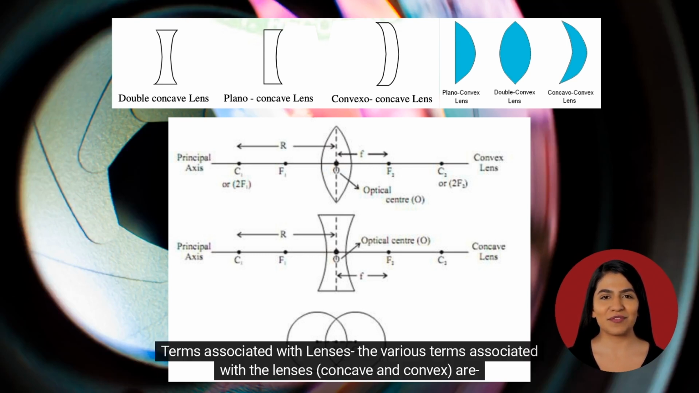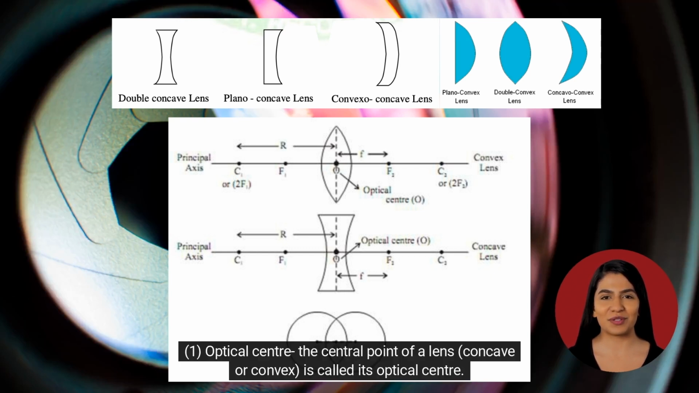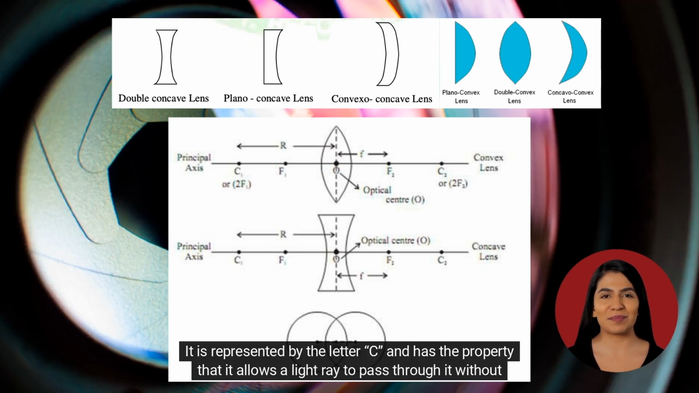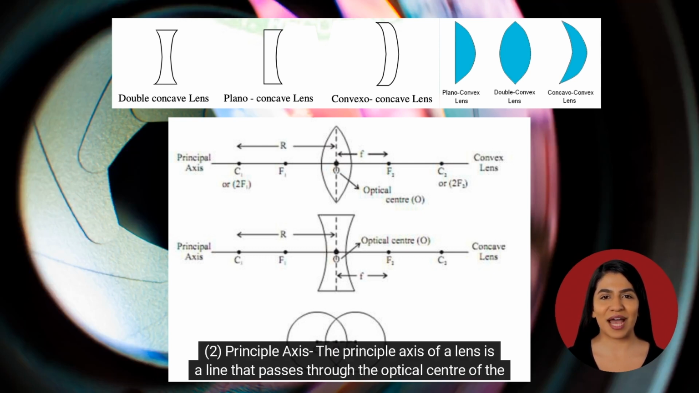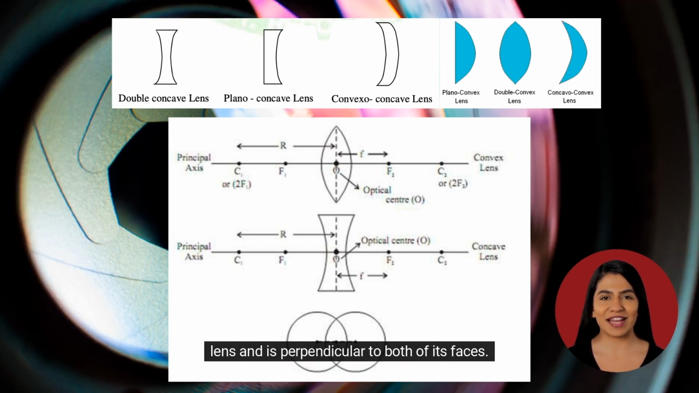Terms associated with lenses. The various terms associated with the lenses, concave and convex, are: 1. Optical center. The central point of a lens, concave or convex, is called its optical center. It is represented by the letter C and has the property that it allows a light ray to pass through it without any deviation. 2. Principal axis. The principal axis of a lens is a line that passes through the optical center of the lens and is perpendicular to both of its faces.